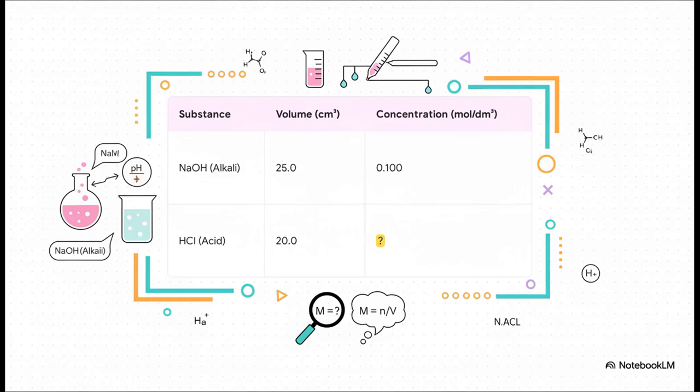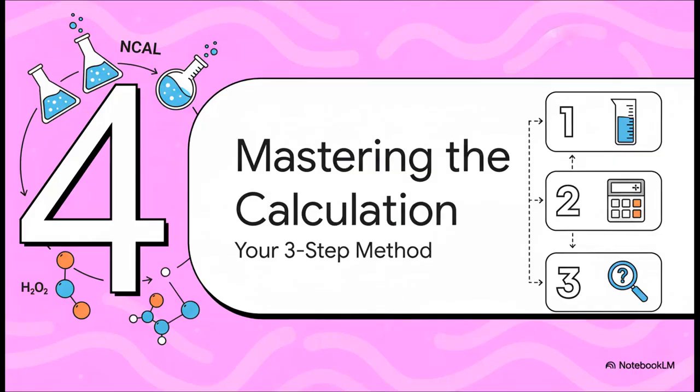Our mission is to find that big question mark, the concentration of the acid. Now, when you see a table like this, the first rule is don't panic. Seriously, there is a simple, repeatable, three-step method that will work every single time. If you just follow these steps, you are going to get to the right answer. So let's break it down.